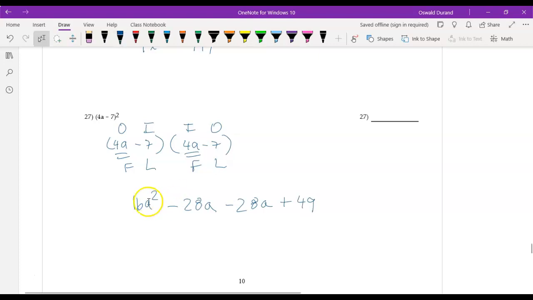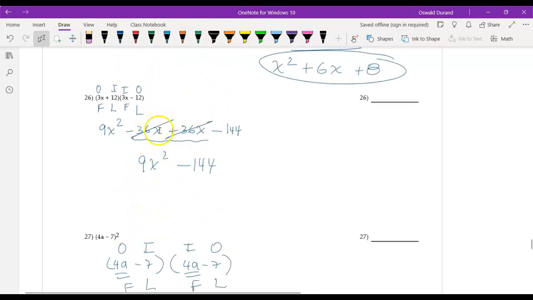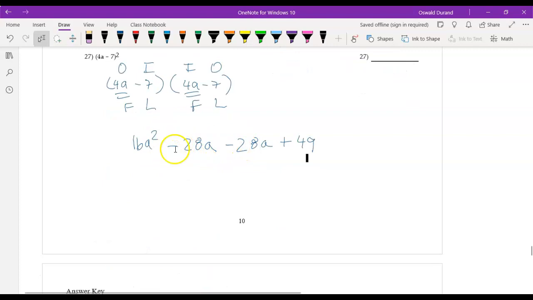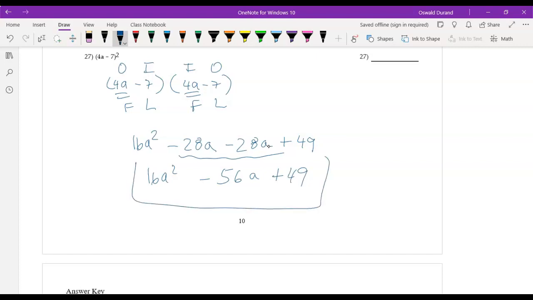Okay, not to confuse with the previous one, the middle terms were opposite. Negative 36 plus 36, that's 0. But here, we do not have opposite values. That's the negative 28 and negative 28, which gives me what? Negative 56a. Okay, so it's going to be 16a squared minus 56a plus 49. Okay, that's the result for this. Okay, and that's about it.